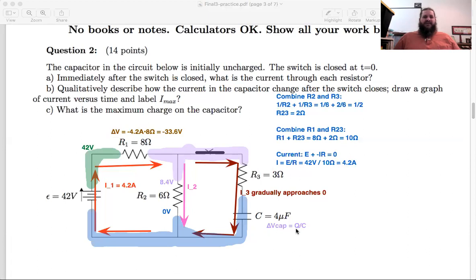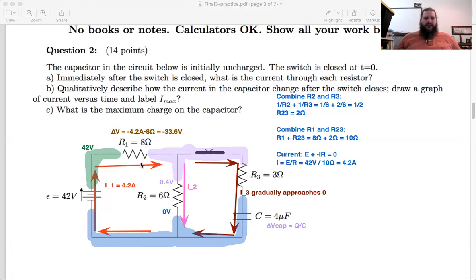Any other questions on that? Wait, isn't the final voltage on R2 0, though, right? R2 is going to have current flowing because there's still a loop present. The final voltage on R3 is going to be 0 because there's no more current through that path. But there is still current through the battery, R1 and R2 because those still form an unbroken loop.